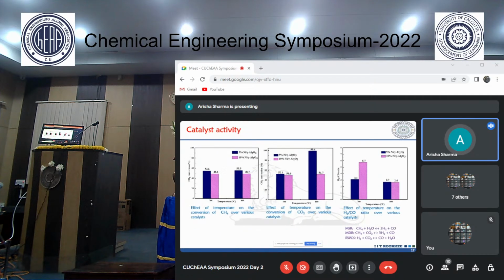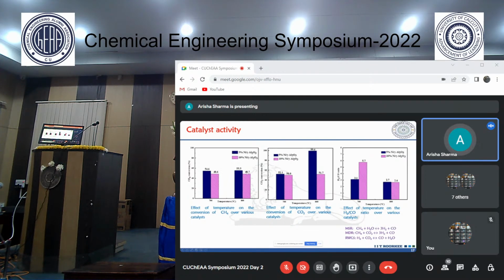Now moving towards the catalyst activity. Here we have seen the effect of the temperature on the conversion of methane, CO2 and the H2 by CO ratio for both the catalysts. So firstly, starting with the methane conversion, as we see for both the catalysts, with the increase in temperature, the methane conversion is increasing. For 10%, the methane conversion is almost constant, but for the 5%, it is increasing. And on the other hand, with the increase in nickel loading, the conversion is decreasing.